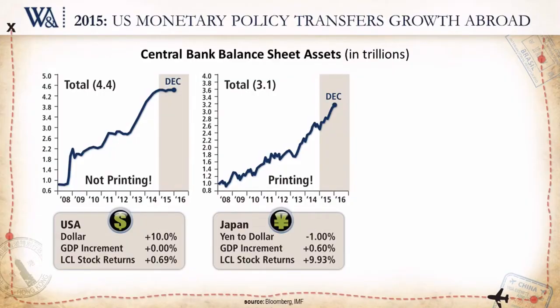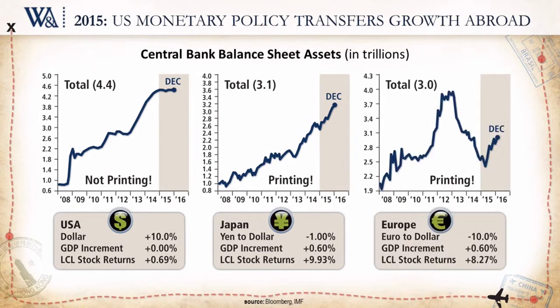Well, in Japan, the Japanese yen only depreciated about 1%, but their continuous stimulus effort there actually did goose GDP. And so they picked up about 60 basis points in growth. And if you lived in Japan and invested in Japanese stocks, if you were a local investor, you were up about 10% last year. In Europe, the euro declined 10% against the dollar.